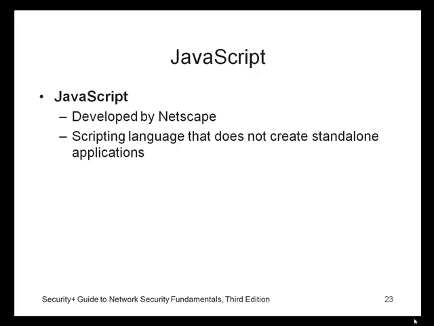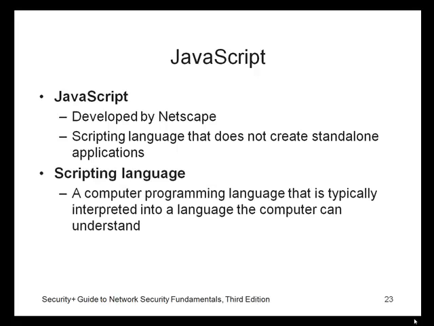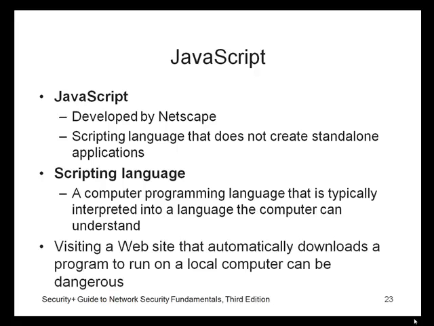JavaScript, Microsoft's a scripting language, does not create standalone applications, and the next thing is going to be Java. This is the script itself. Computer programming language is typically interpreted into a language that the computer can understand, so we're doing scripting on the machine itself. Automatically downloads and runs it on a local computer can be dangerous.